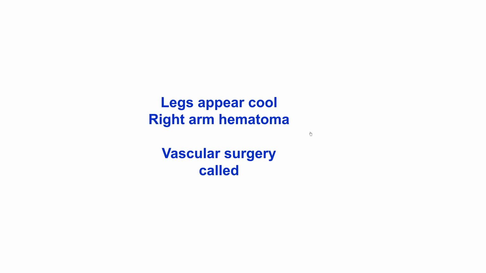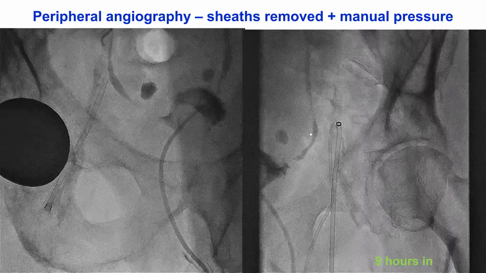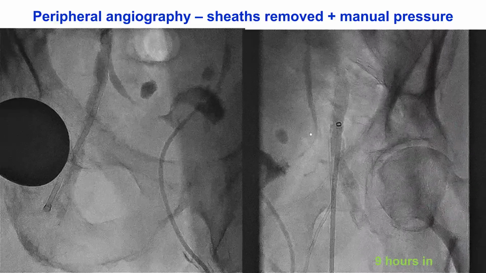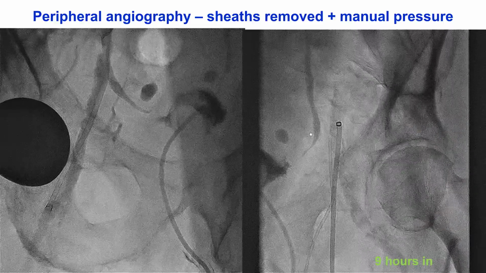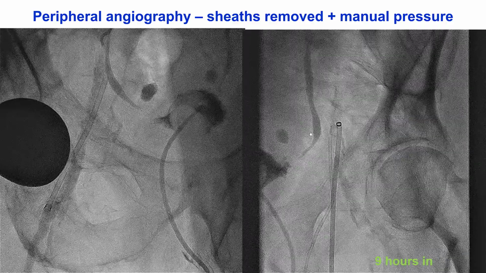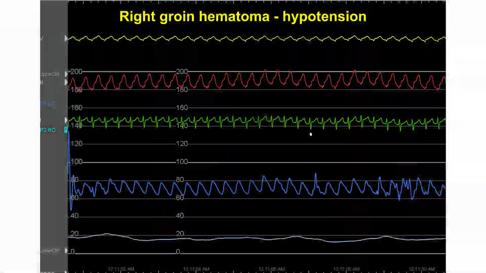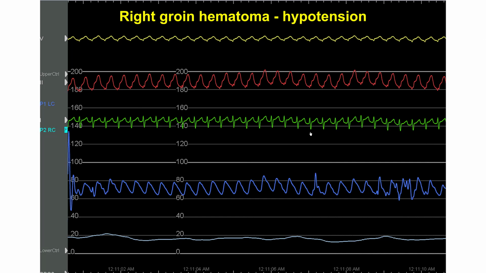However, the legs appeared to be cool, and he was known to have significant PAD. And also, in the radial access, we had difficulty engaging. There was a hematoma on the right arm. So we called vascular surgery, who came in and performed angiography of the leg all the way down to the foot, but it appeared to be okay. So it was decided to pull the sheaths and hold manual pressure.